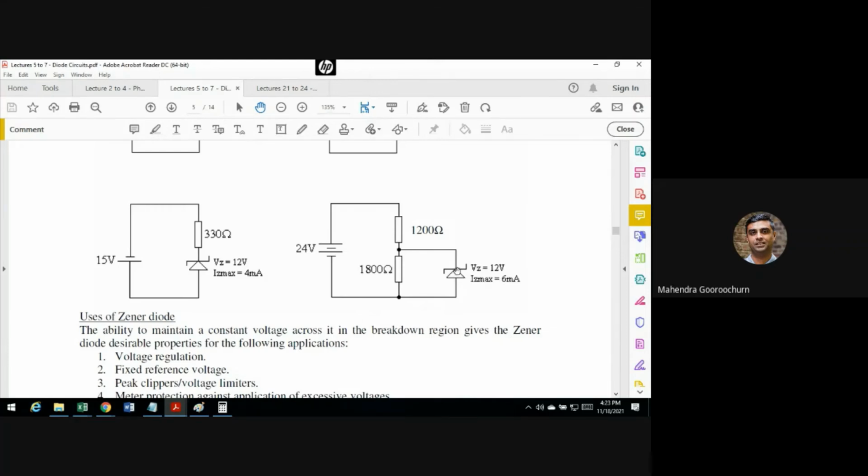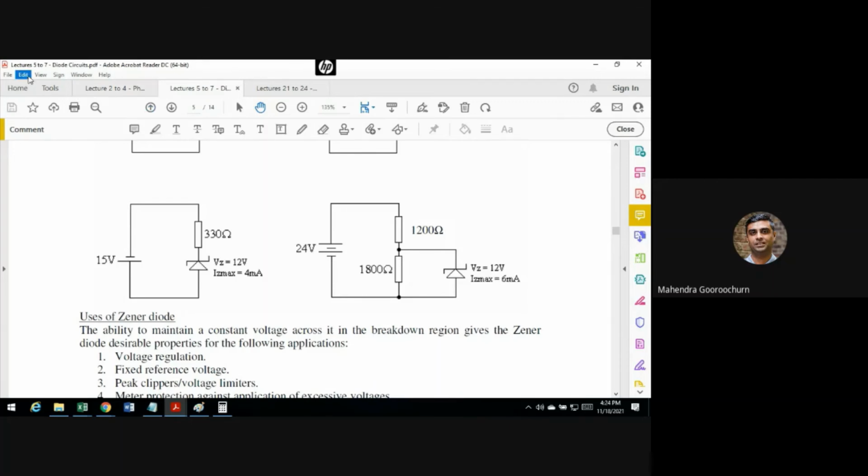In reverse mode, it's become an open circuit, so you won't have any current flowing. It's just going to become a simple series resistance circuit there. Yep. So if you look at the circuit here, you have 24 volts, and 24 volts can exceed 12 volts. So polarity is also okay. We have to do some calculation to verify. So it seems to be properly biased, but we need to check the IZ max.